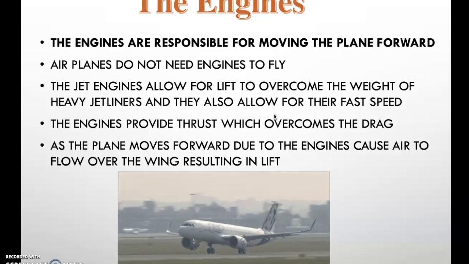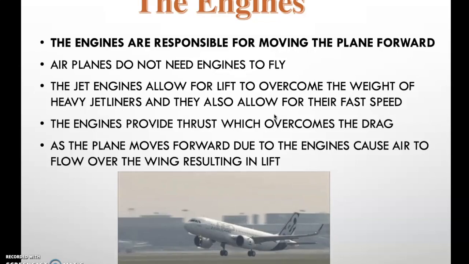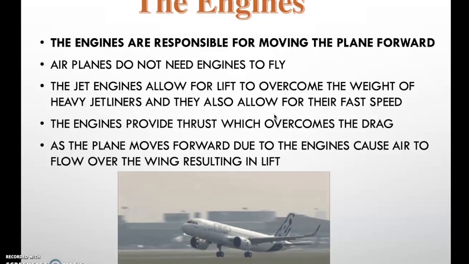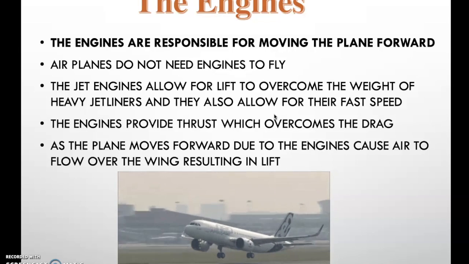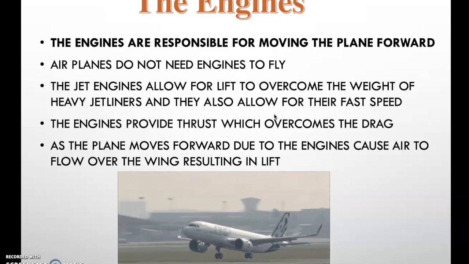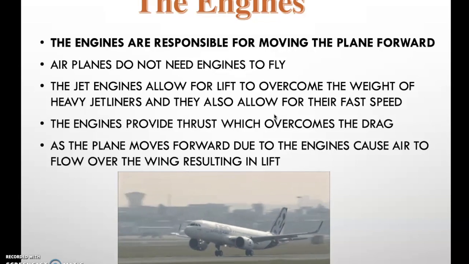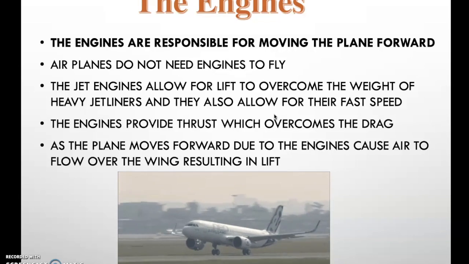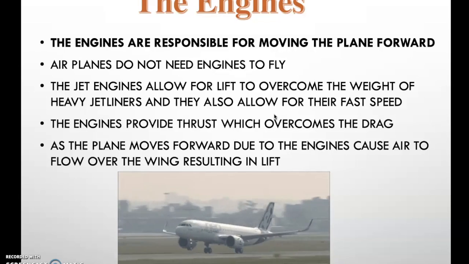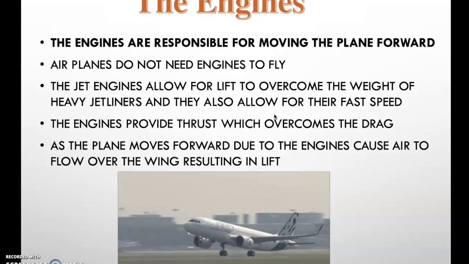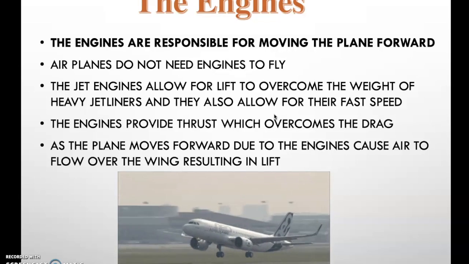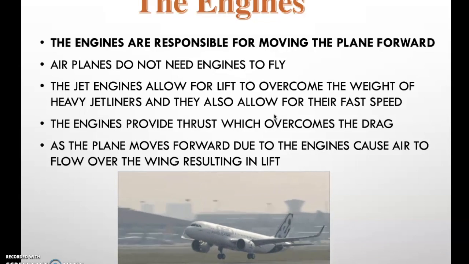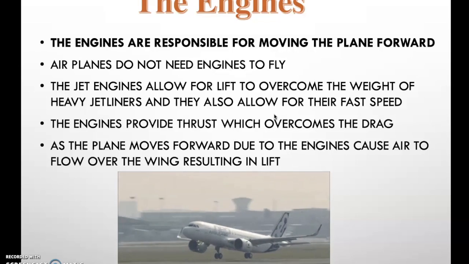And so the second part of flight are the engines. And the engines are responsible for moving the plane forward at its really fast speeds. Airplanes don't need engines to fly. In fact, you have gliders and other types of planes that don't use engines and they just ride the airstreams. The jet engines allow for lift to overcome the weight of the heavy jetliners, and they also allow for their fast speed as they're traveling through the air.